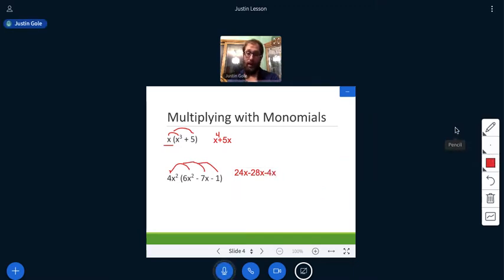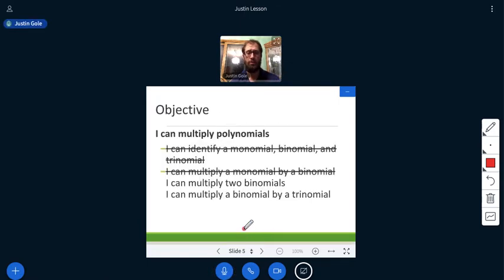So let's add in those powers we said out loud: 24x to the 4th, minus 28x to the 3rd, minus 4x squared. We just do every part individually, and they all show up in our answer. That's pretty much review. That's multiplying with monomials. You can multiply a monomial by a binomial.